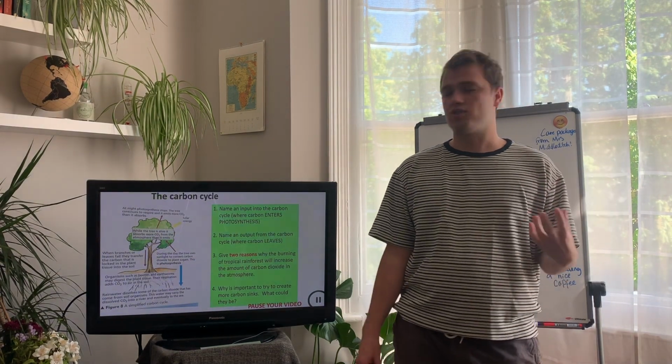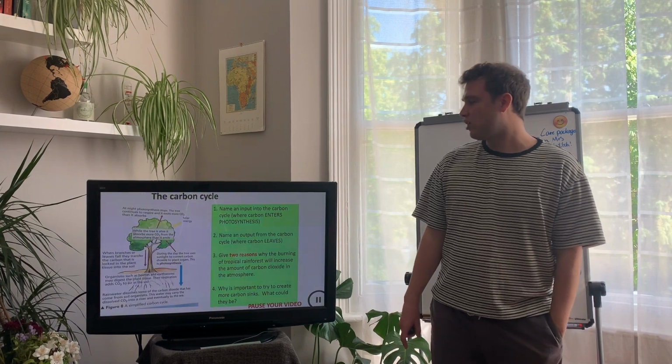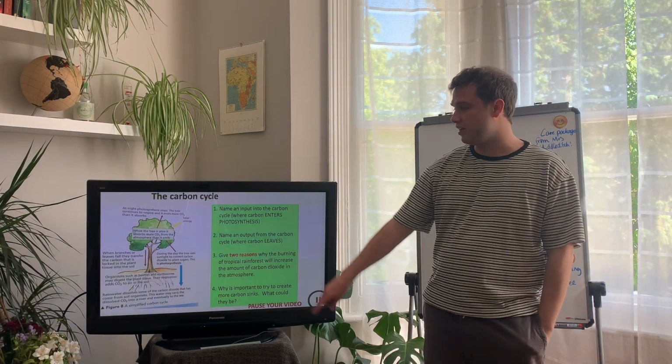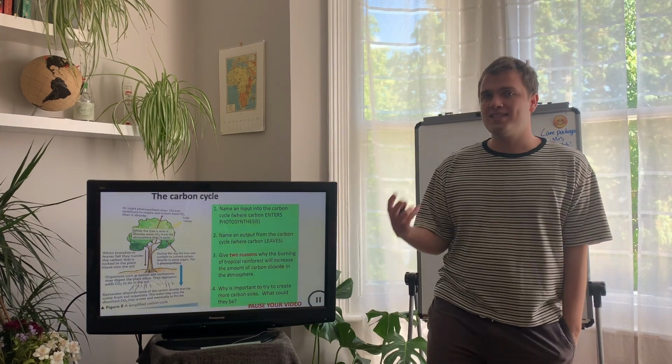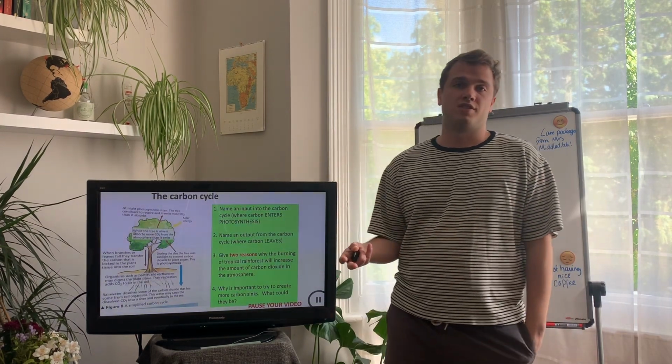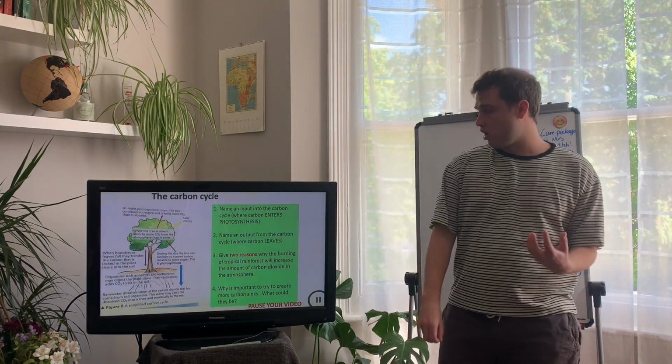How is carbon lost from the tree? Then give 2 reasons why the burning of tropical rainforests will increase the amount of carbon dioxide in the atmosphere. So there's the obvious one that we get from releasing it, but I want you to think about what could be a second reason why tropical rainforest destruction is bad for carbon. And why is it important to create more carbon sinks?